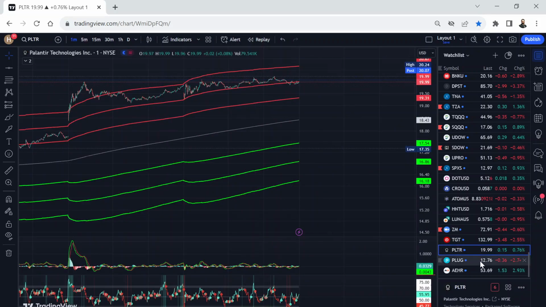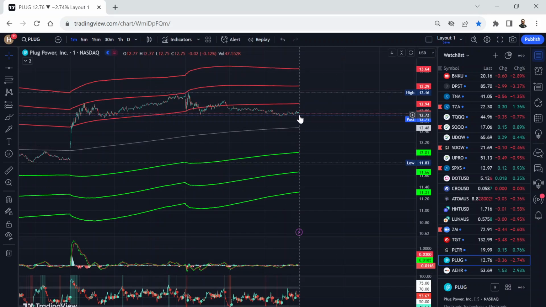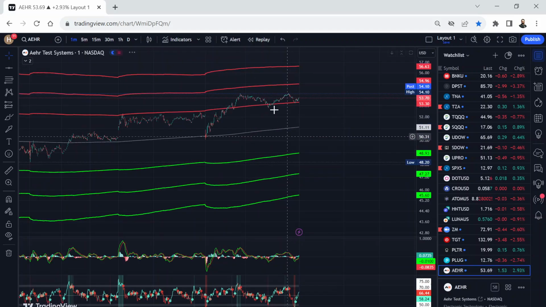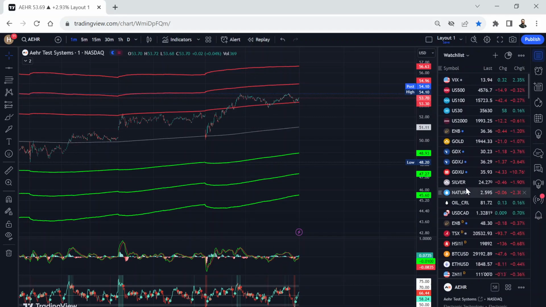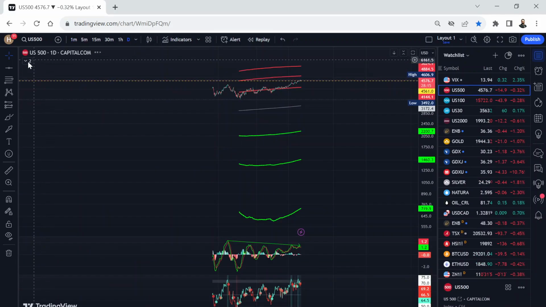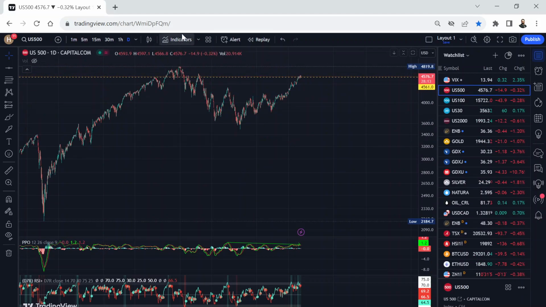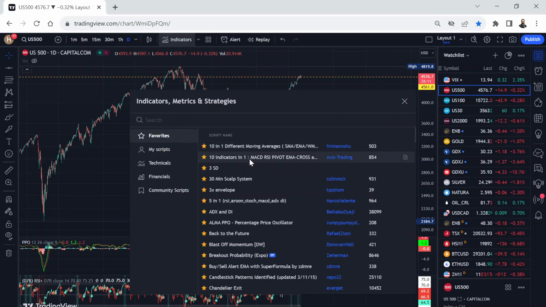Palantir in the sell zone. Plug is in the middle, nothing to do here. AHR is also at the top here. Okay guys, so hopefully this information was helpful. Let's quickly review our daily cycle and see if we can do some analysis on a daily chart.